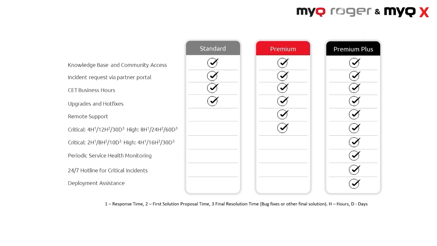On top of that one, there's an option of a Premium Plus package that not only includes even better response times and better resolution times, but also a periodic service health monitoring of your system, and more important, the 24/7 hotlines for critical incidents. So in a case that you would like to cover some very big account where it's necessary to respond to critical cases as soon as possible, the 24/7 hotline is a solution for you.